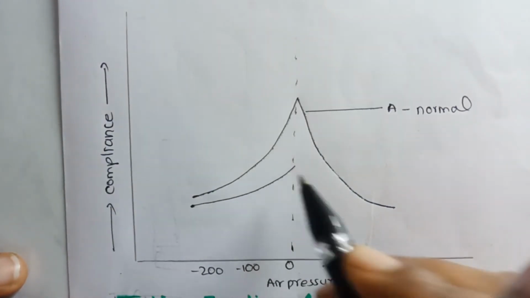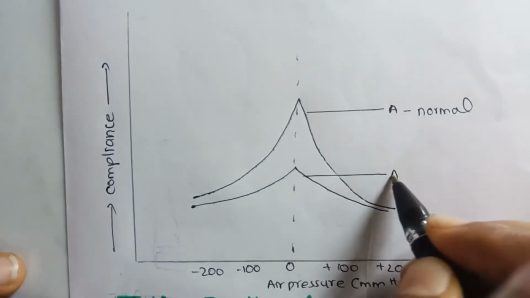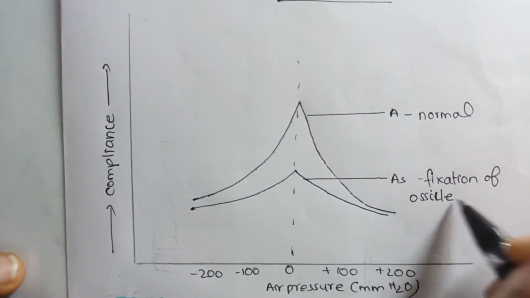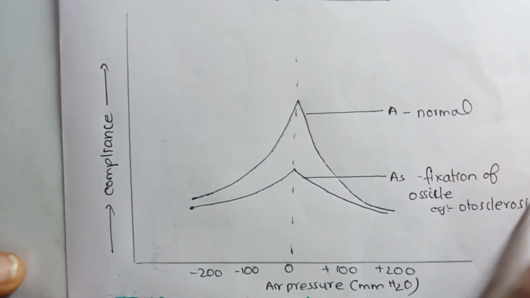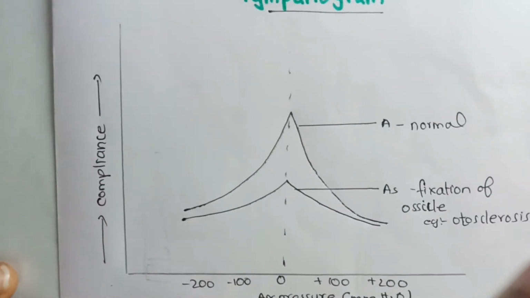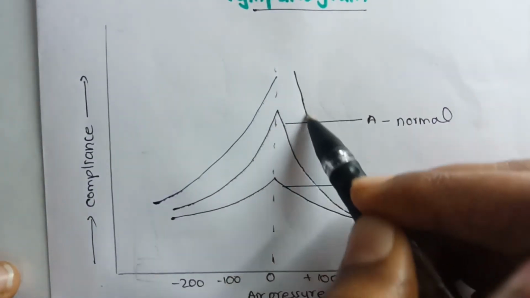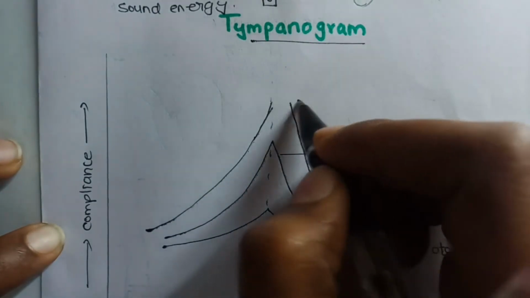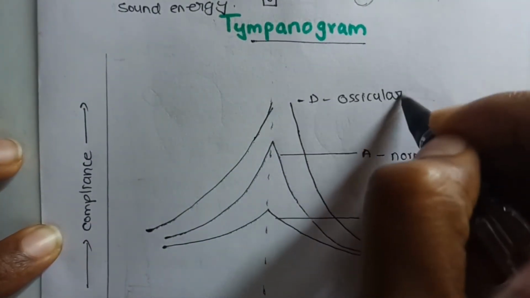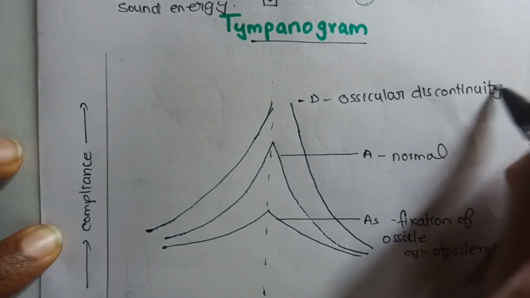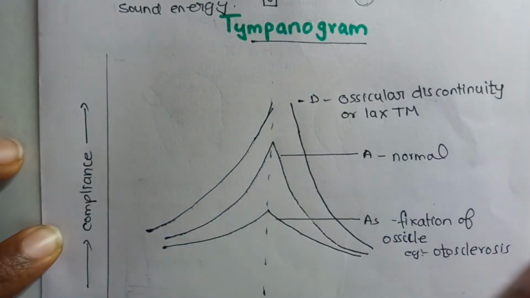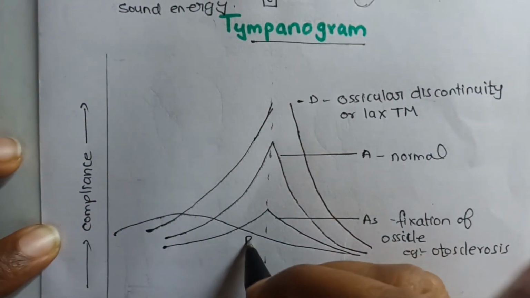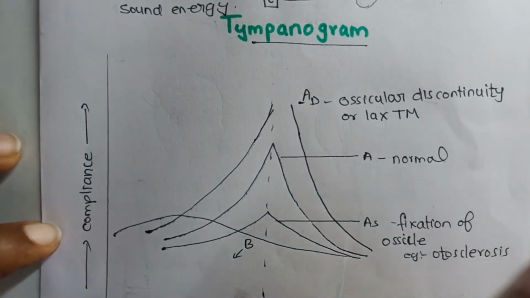Now let us look at some of the abnormal graphs. Now note that here the compliance has reduced with the pressure. So this occurs in fixation of ossicles. An example is otosclerosis. So the compliance is decreased. Now a condition where compliance has tremendously increased. So what is happening in this case? So in the graph D, we have ossicular discontinuity, or it can also be due to a lax tympanic membrane which increases the compliance.